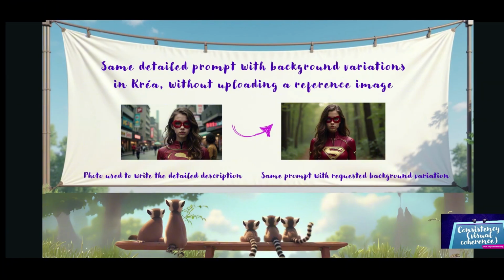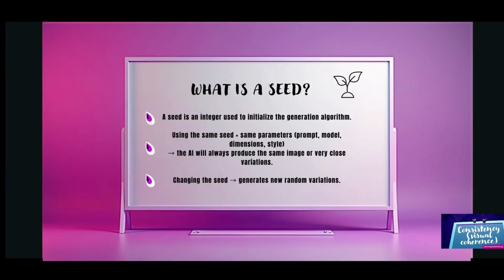And that's without having used any consistency options or other settings. A quick focus on the seed. What is the seed? You may have noticed it in some tools. Actually, the seed is a number, an algorithm, either generated automatically by the tool or that you can set yourself, which allows you to lock in the prompt parameters, model, dimensions, and style when you generate your images.